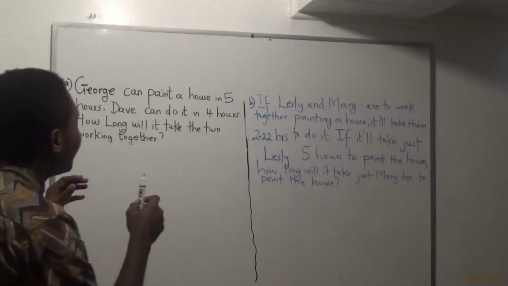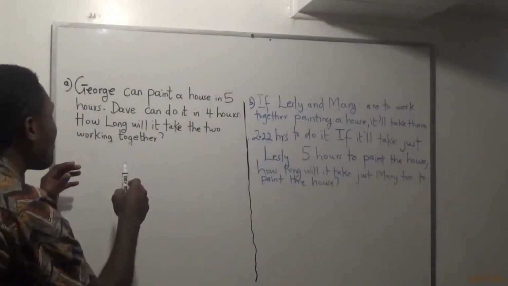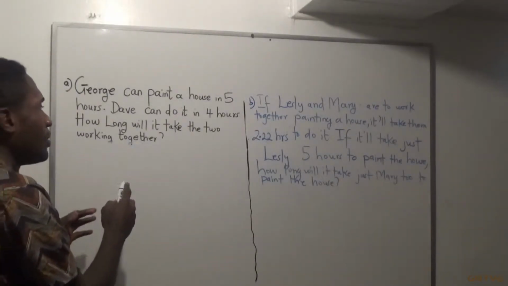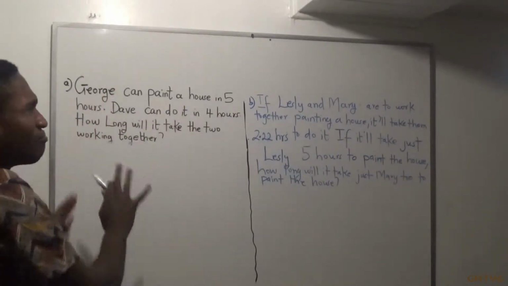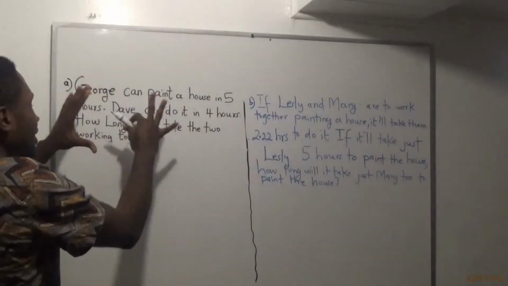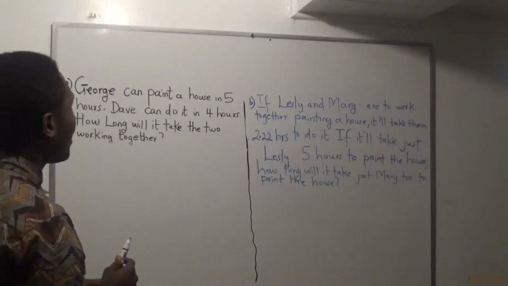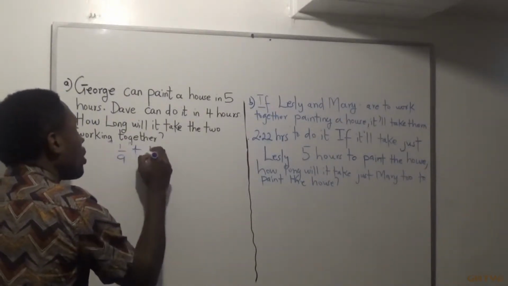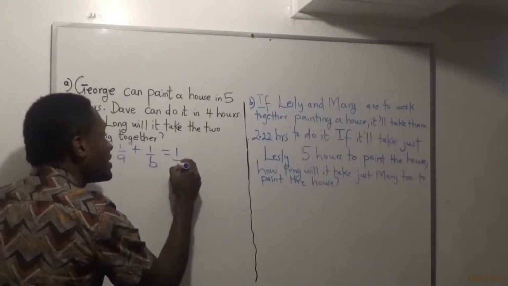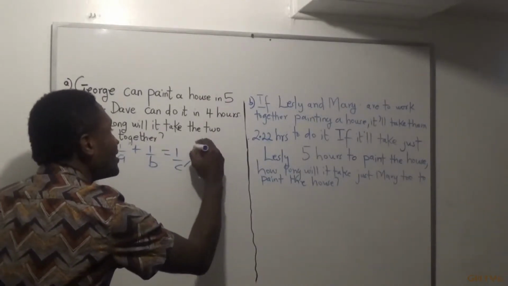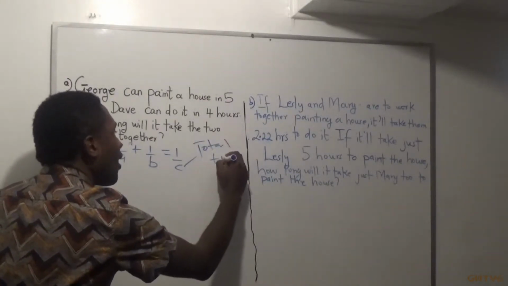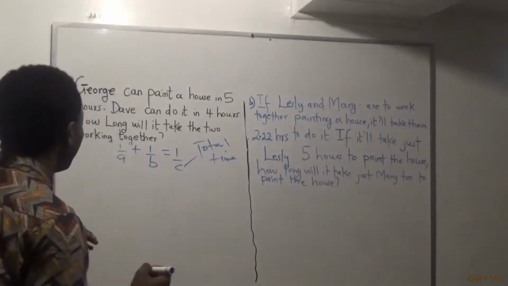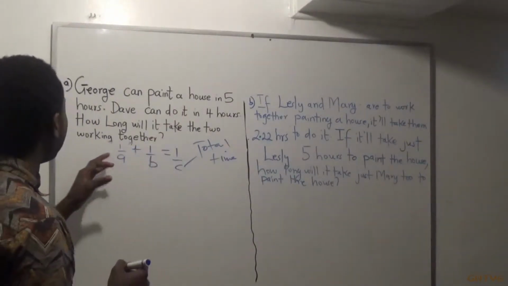I learned that anytime I'm given a working together word problem and they don't mention anything about total, it's just about time, I have to use this formula: 1 over A plus 1 over B equals 1 over C, where C is the total time. And I just plug in everything they gave me.